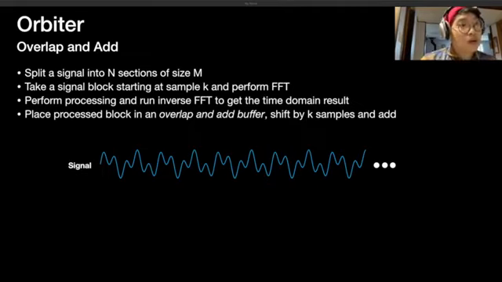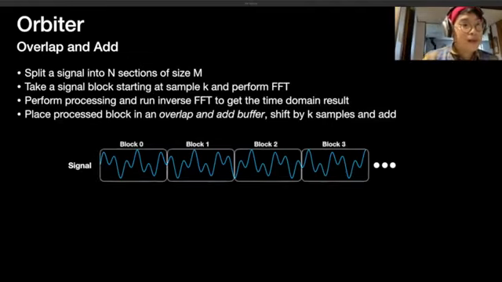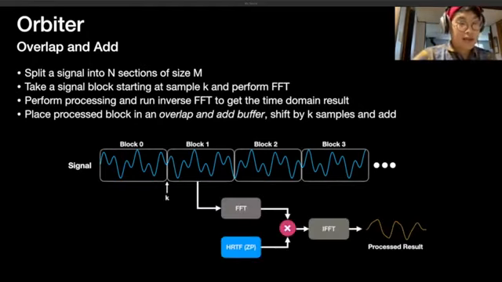And so the idea behind overlap and add is this. We take a signal like this, and then we split it up into blocks of equal size. Then you take one of those blocks. In this example, I've taken block 1, and we run some processing through it, and we get this time domain processed result. Then what you would do is you take this result and you add it into what's called an overlap and add buffer. But you don't start the addition at index 0 in the overlap and add buffer. What you have to do is shift it by k samples.